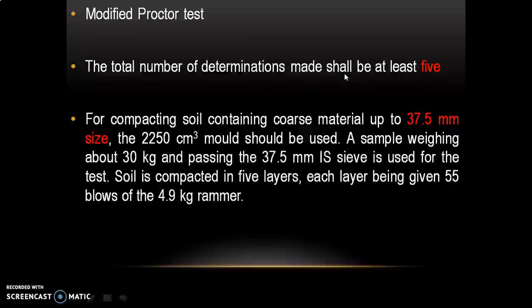The total number of trials is 5, and for compacting coarse grained soil of up to 37.5 mm, a mold of 2250 cubic centimeters is used. The weight of the sample used is 30 kg, passing through a 37.5 mm IS sieve. The soil is compacted in 5 layers, and each layer is given 25 blows with the help of a 4.9 kg hammer or rammer.